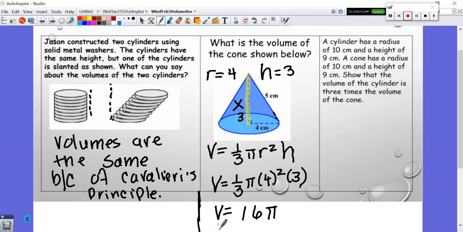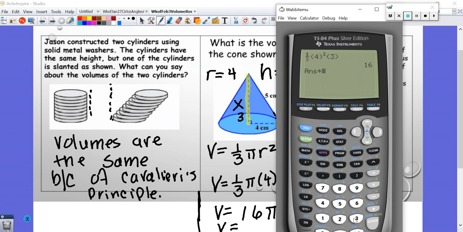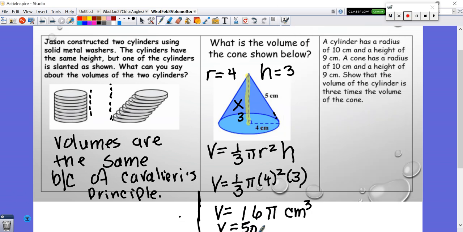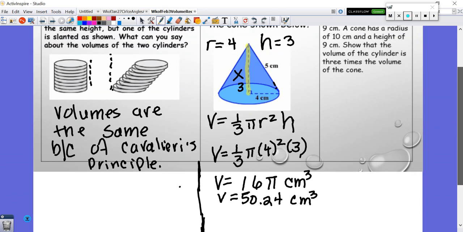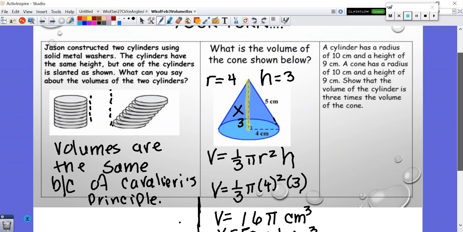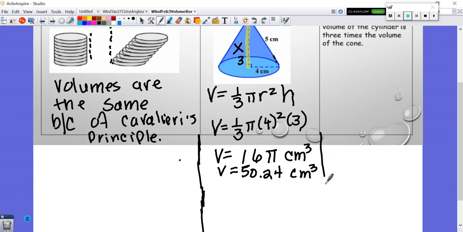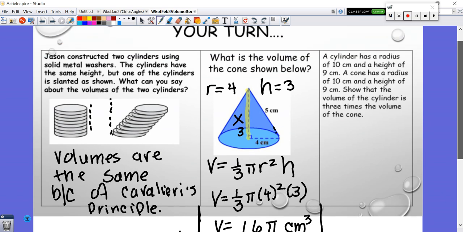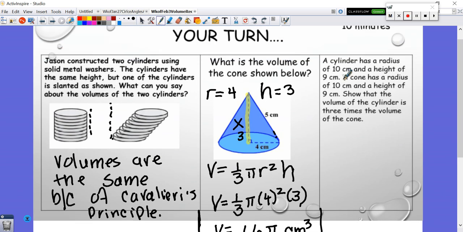So we get 16 pi, and what are the units? Centimeters cubed. That is my exact answer. And let me go get the approximate answer. Times 3.14 equals 50.24. And this is centimeters cubed. And we're done. We found the volume. I think this problem right here may be a duplicate. Yeah, it's a duplicate, so you can skip this one. Okay, let's keep going.